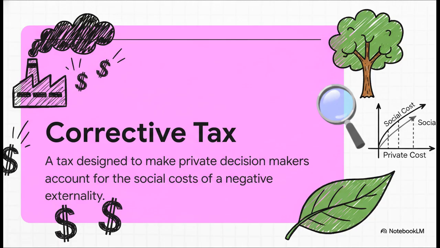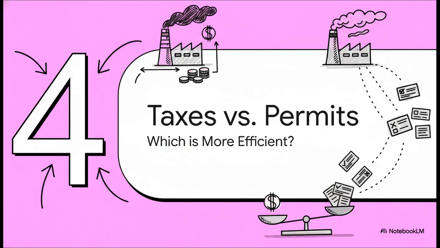And look what happens on the graph. The tax bumps the private cost curve up until it's sitting right on top of the social cost curve. Just like that, the market now produces Q optimum. Problem solved. So this leads to a really classic debate, and definitely something that could be an exam question.